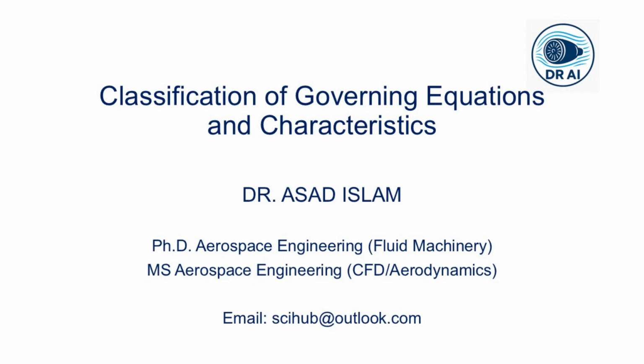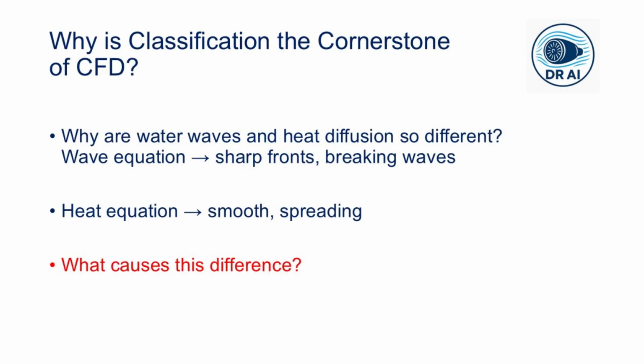Why does the wave equation, which describes the water waves, produce such different behavior from the heat conduction equation, which describes the temperature diffusion? One produces the sharp wavefront that can even turn into breakers on the shore, while the other spreads very smoothly. This difference is not accidental, it actually originates from the mathematical structure of the equations.